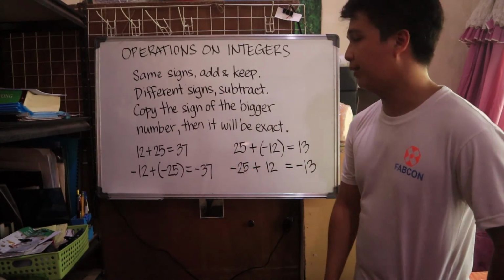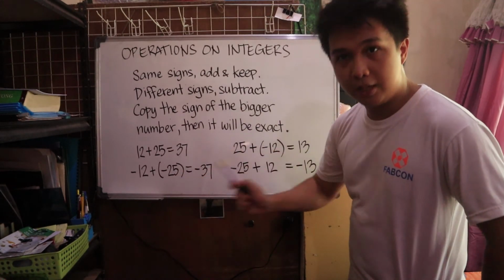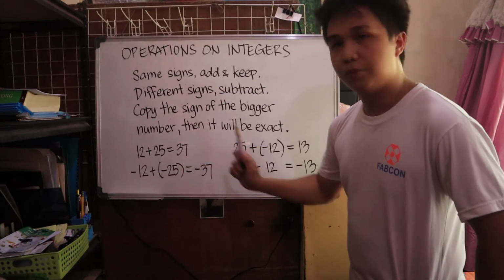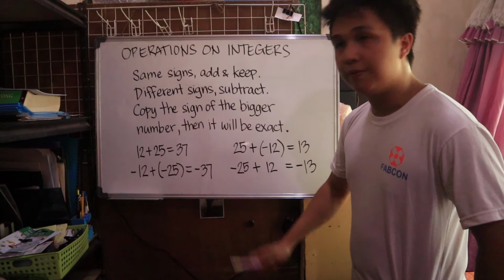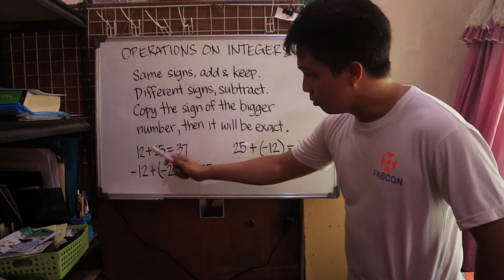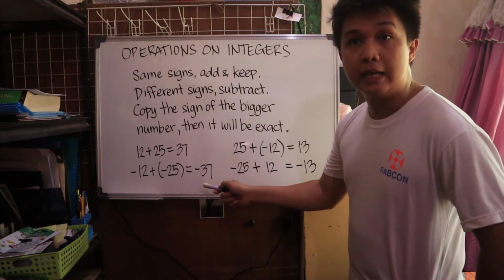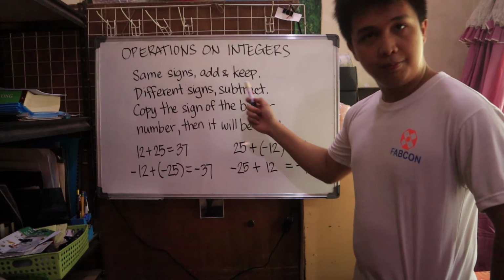Okay, so that's 37. Next, negative 12 plus negative 25. I-plus mo lang sila, parehas ang 12 plus 25. So negative 12 plus negative 25 is 12 plus 25, 37 gyapon. And then, you keep the sign. Ano ito nga sign? Negative. So this is negative 37. Dali lang. Different signs subtract.